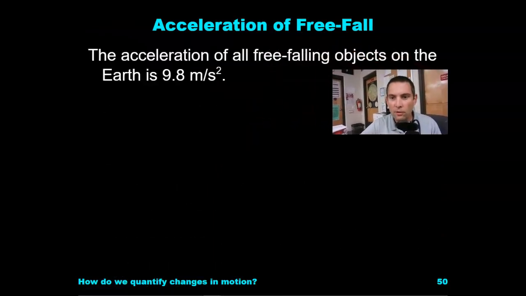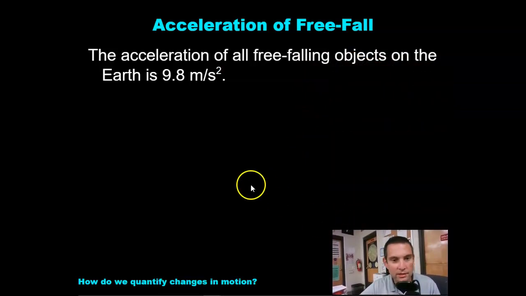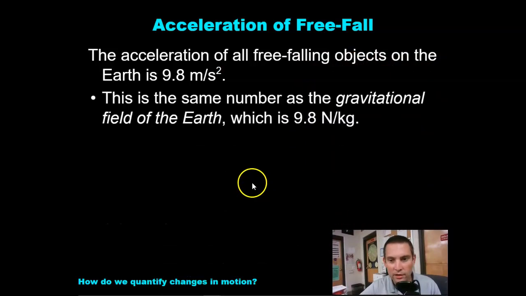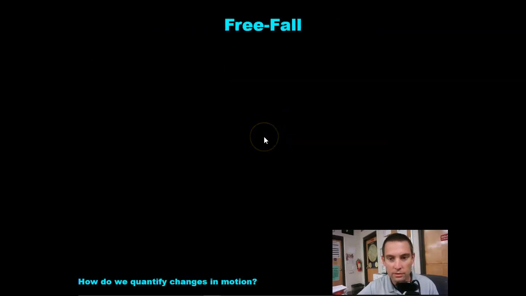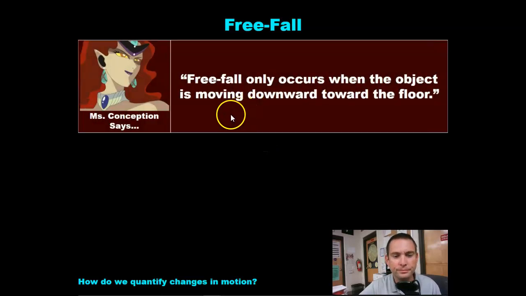The acceleration of all free-falling objects on the Earth, or near the surface of the Earth, is 9.8 meters per second squared. This is the same number we use for the gravitational field of Earth, which is 9.8 newtons per kilogram. We will find out later that newtons per kilogram and meters per second squared are the same thing. It's because of Newton's second law, F equals ma. That's not exactly Newton's second law, but that's all right.